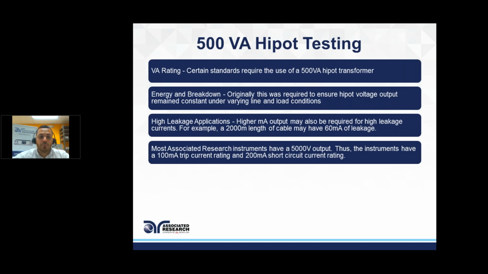The bigger the transformer, the more current we can output, right? So that's why we have 100 milliamp testers. Now, most Associated Research instruments have about 500 volts output. Thus, if it's 500 VA, I can give you at least 100 milliamps of trip current, right? And while you'll never see the 200 milliamps because we control that via our firmware, the transformer by itself, we guarantee, or we've tested and complied to the 200 milliamp short circuit current rating.